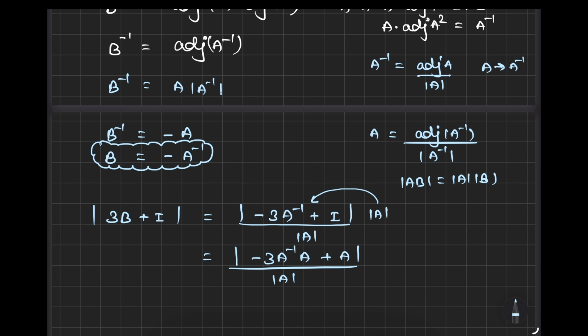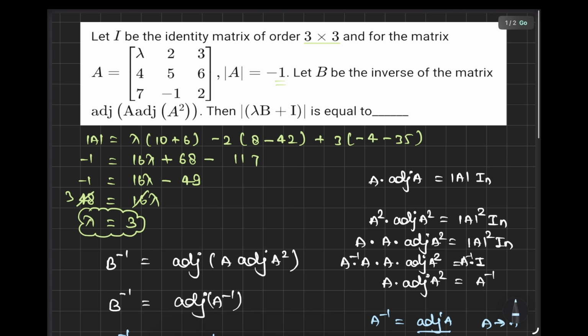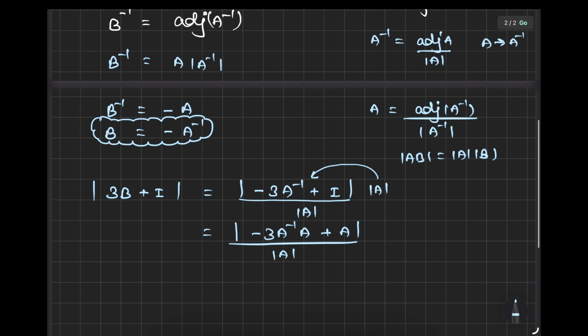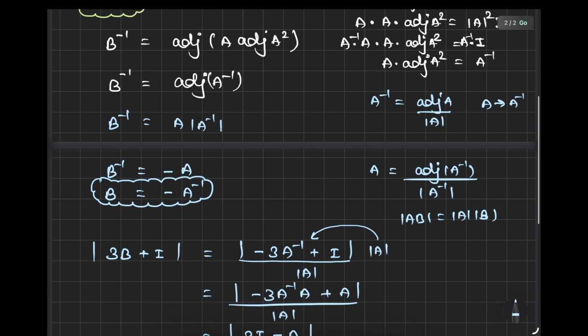Okay, and you know that determinant of A is -1. So now I will replace. So this is -1. So we will be left with 3I and minus inside, minus A. I hope till this part you guys are okay. Okay, now we need to find out this and then we will solve.